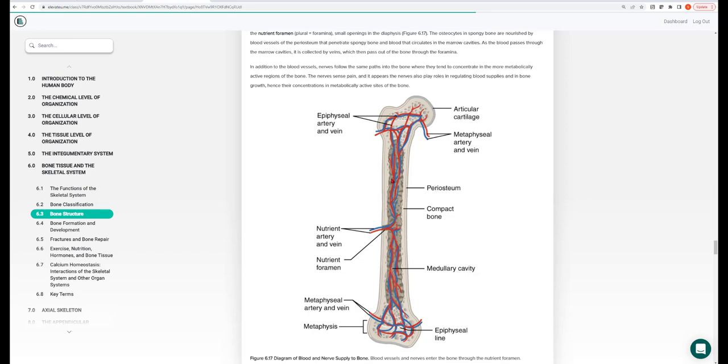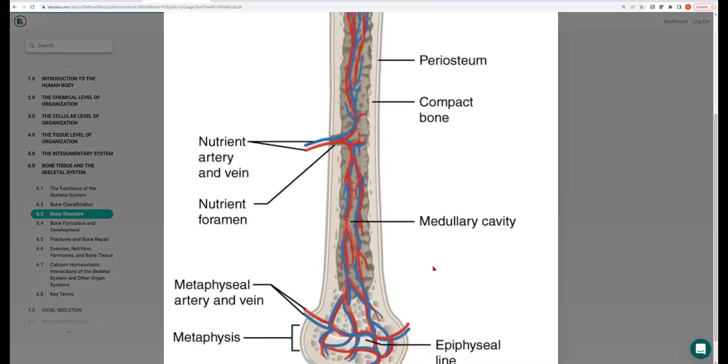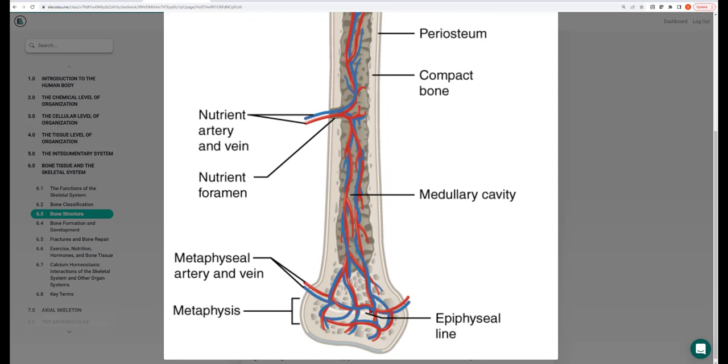I know this for two reasons. One, it's labeling for me down here the epiphyseal line. Click on this. The epiphyseal line, recall, is only found in a bone of adult length. The other reason I know this is an adult bone is that the blood vessels are continuous from the diaphysis all the way through the metaphysis and into the epiphysis.